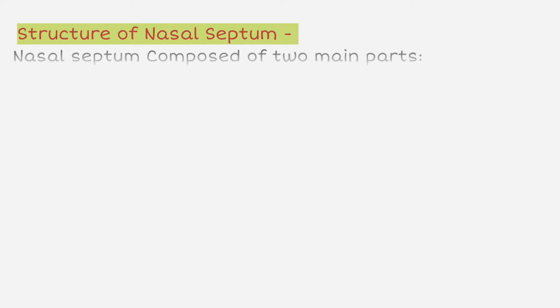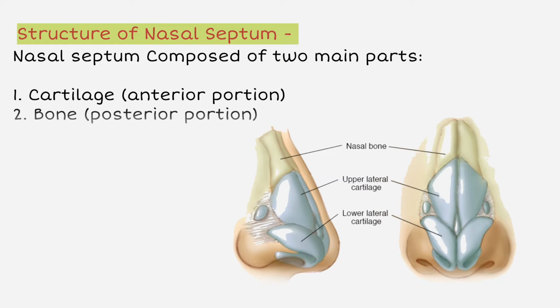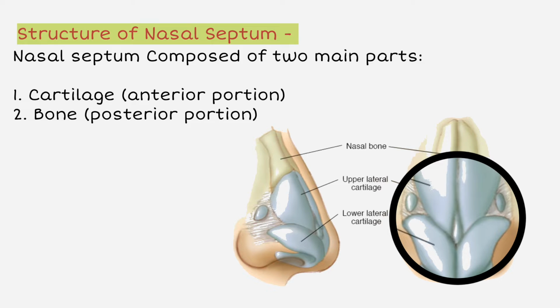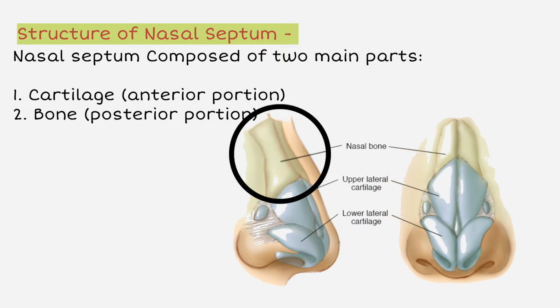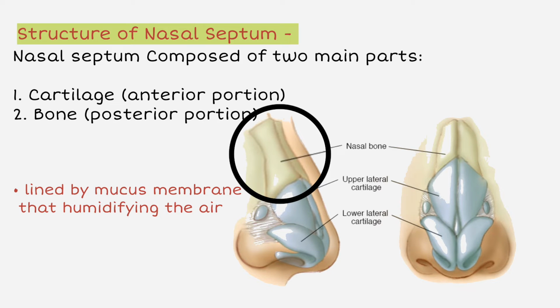Structure of the nasal septum. The nasal septum is composed of two main parts. 1. Cartilage, the anterior portion. 2. Bone, the posterior portion. It is lined by a mucous membrane, which helps in humidifying and filtering the air we breathe.